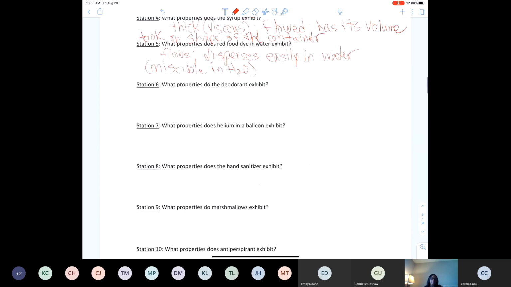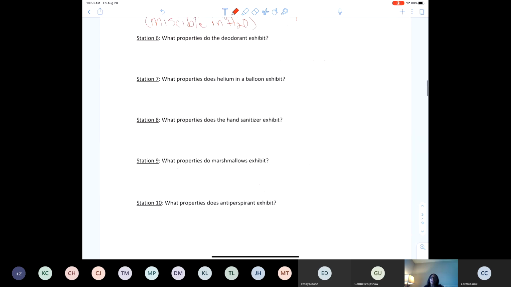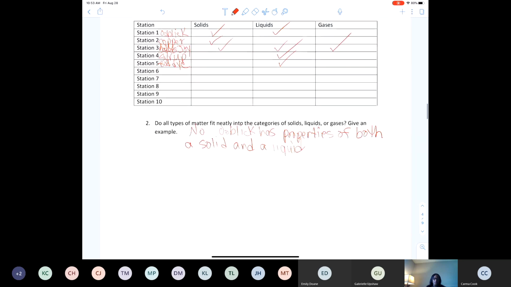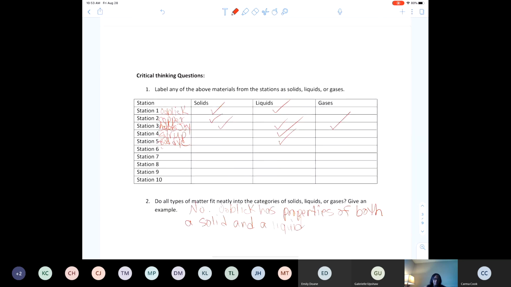Okay. So we've done the first 5 together. Are there any of these that we're unsure of that we want to debate? So where did we put the deodorant? What boxes did you check for deodorants? My group just put solid.